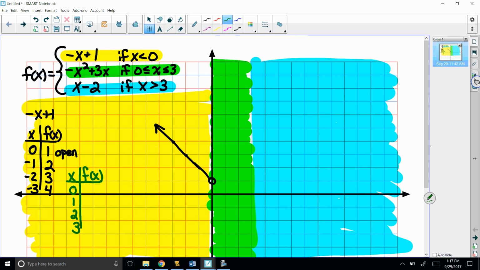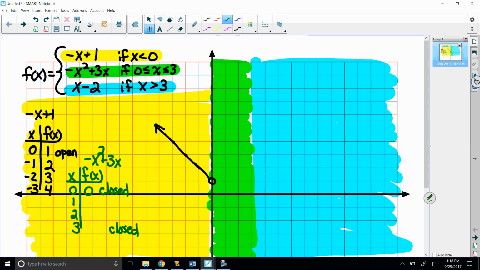Now at 0, does it say in your equation or in your domain that it includes 0? Yes, so that means that it's going to be a closed circle because I want to include it. 3, is that going to be an open or a closed circle? A closed circle. So now when I pick these, when I get those points, those x values, what equation do I want to put them into to figure out what the output or the range is? You put it into the green equation, which is -x² plus 3x.